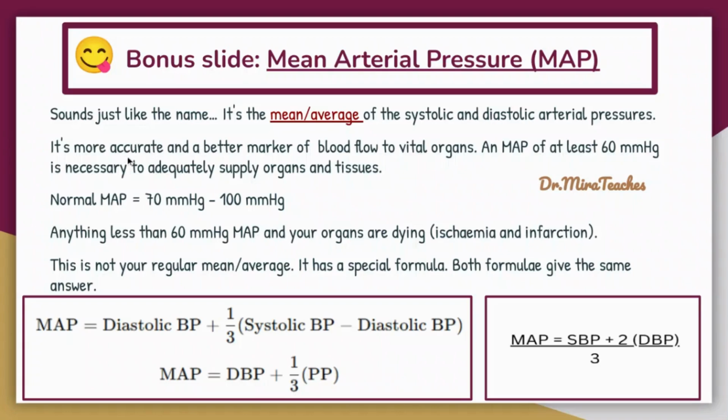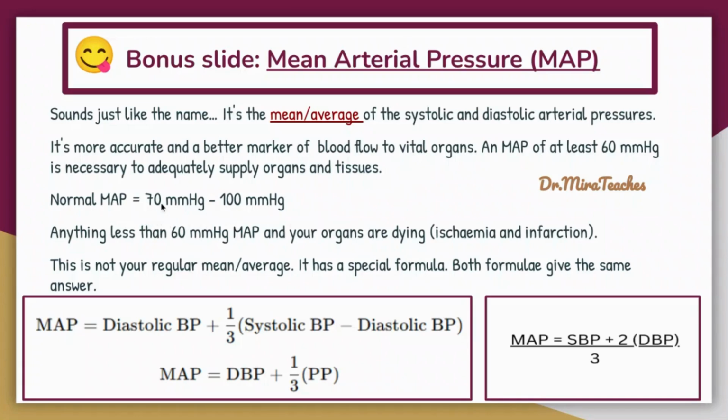It is more accurate, and a better marker of blood flow to vital organs. That's why it's important to talk about the mean arterial pressure. It is more accurate as compared to just using your regular BPs. It's a better marker. It tells us that we have enough blood getting to our organs or tissues.